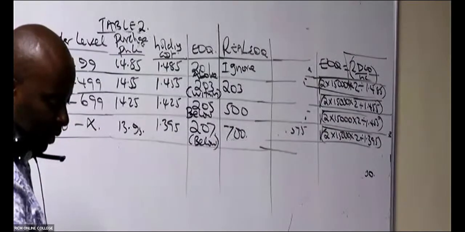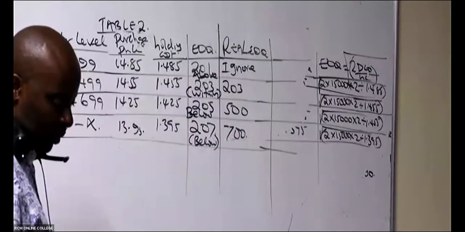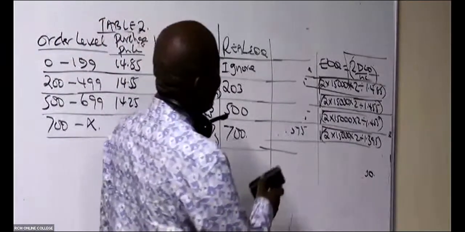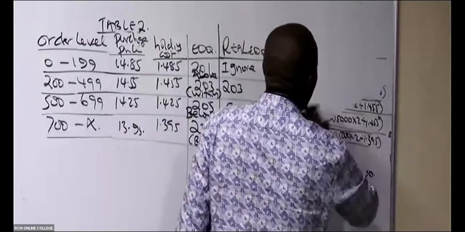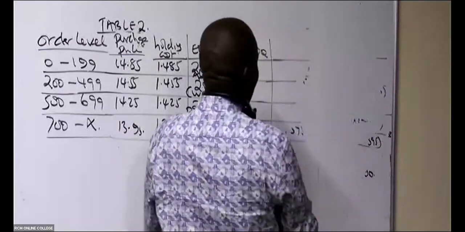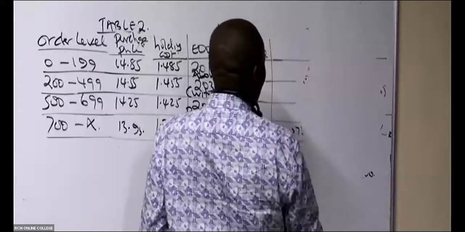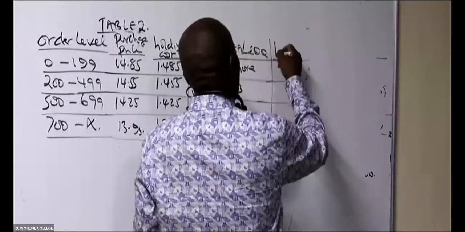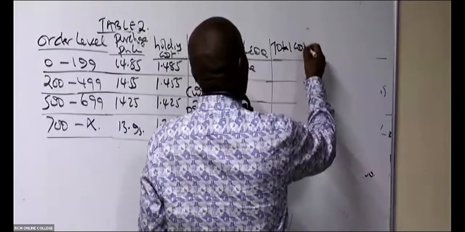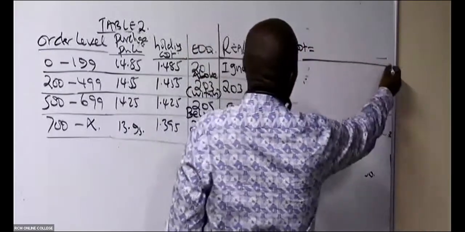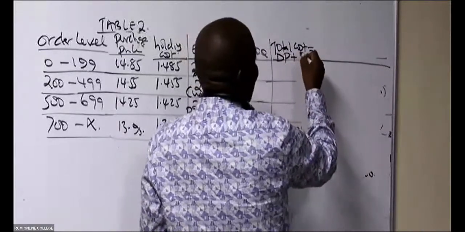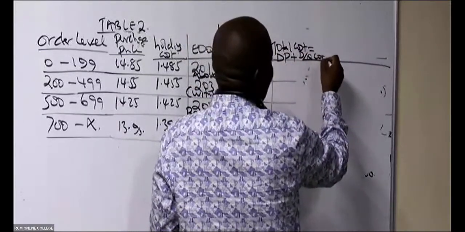Now, please, ladies and gentlemen, listen to me very well. Now, ladies and gentlemen, come and give us here the total cost for the real EOQs. Give us now the total cost for table 2. I believe everybody was able to do table 2. So give us total cost. Don't forget the formula. I've already given you the formula. It is DP plus, in this case here, D over Q, CO.